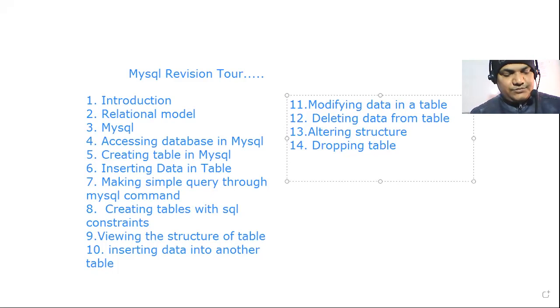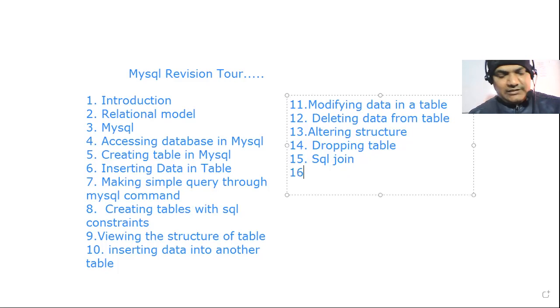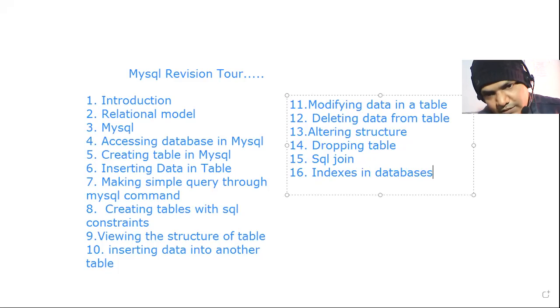Time is running out, so be fast. 15. SQL join means we can join one table with another. And indexing, indexes in databases. Indexing means ordering, numbering. So this is all we have to study in the very first chapter of class 12. Only the last minute is there, and I hope the introduction is clear.